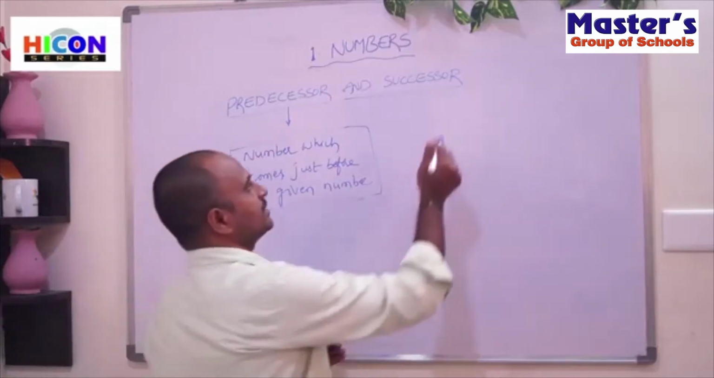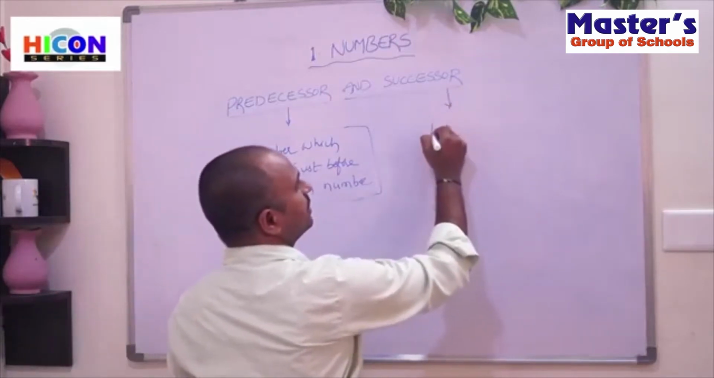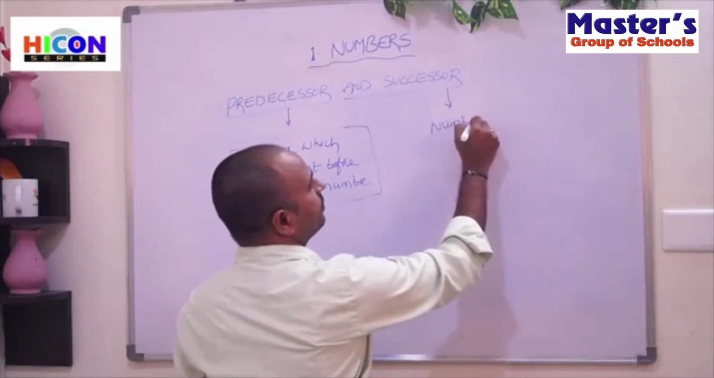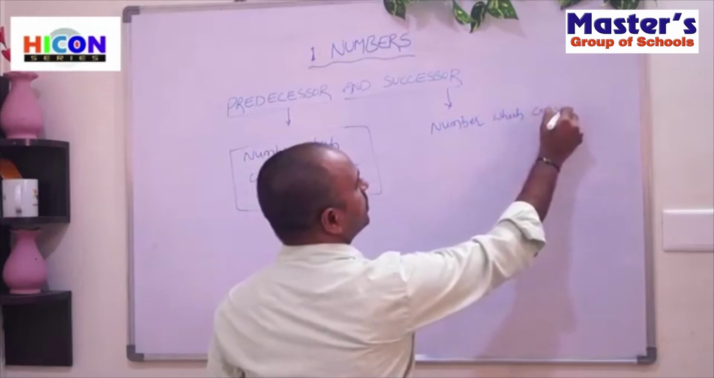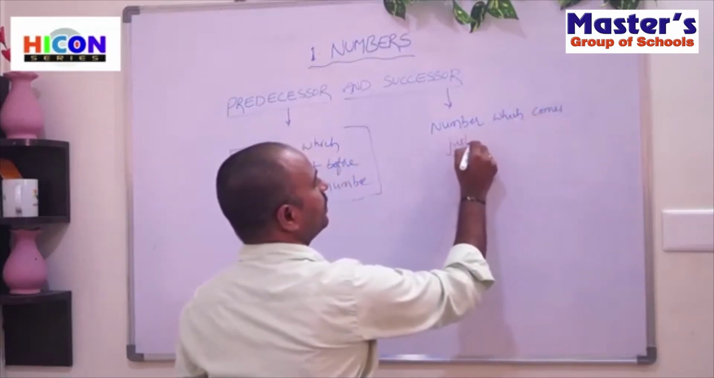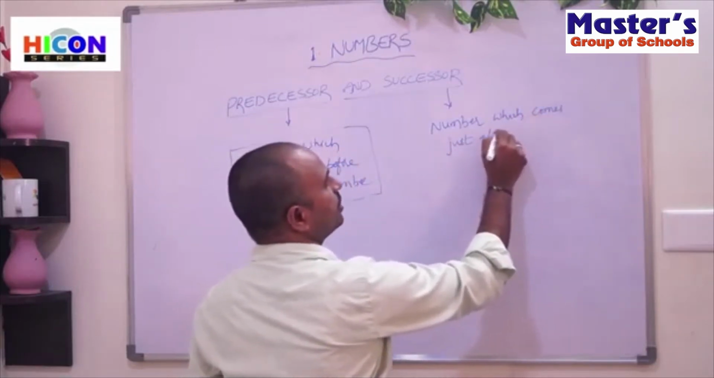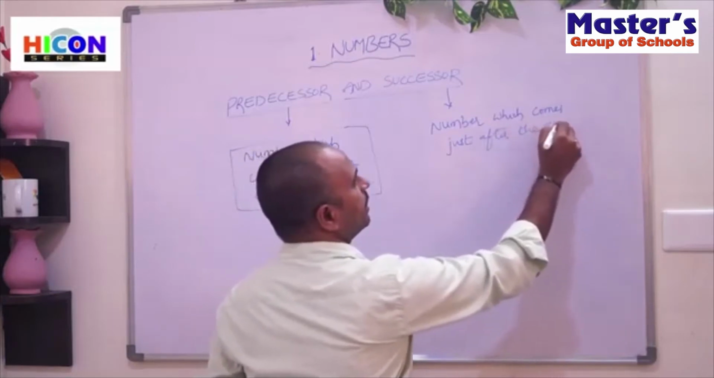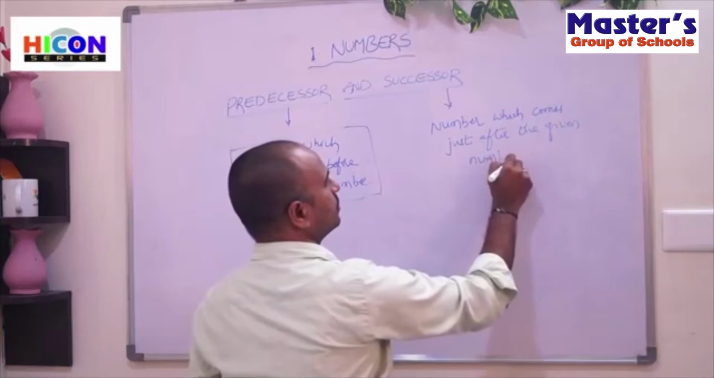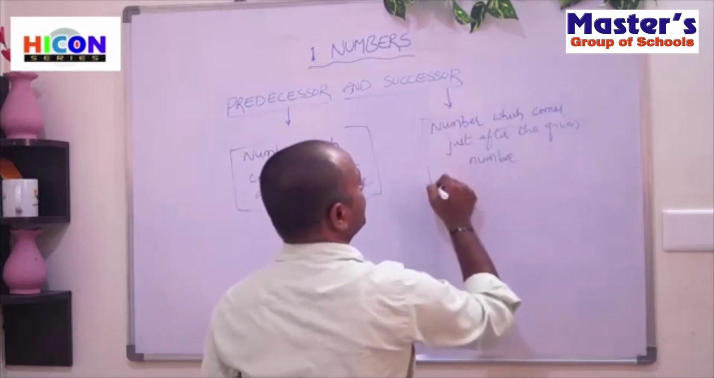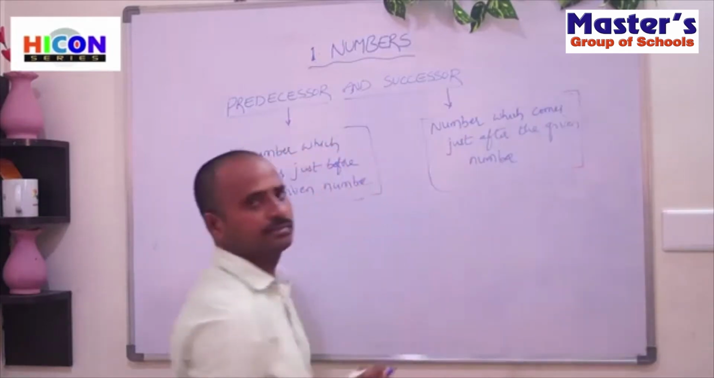And what is successor? Successor means a number which comes just after the given number, and this is called successor. So this is about predecessor and successor.